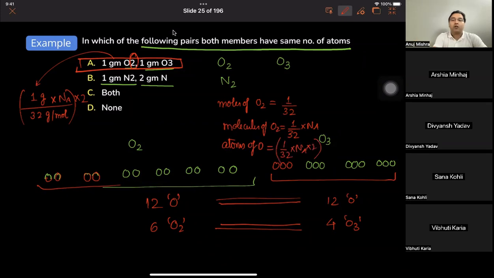I hope everyone agrees on this part. If you agree, then only I'll proceed further. If you don't agree, we can discuss and resolve. Please type 1 in the chat box. These 3 lines, do you understand? Moles into Na is molecules, molecules into 2 is the number of atoms. This is a very simple discussion. That's what we have learned in earlier classes also. Okay.